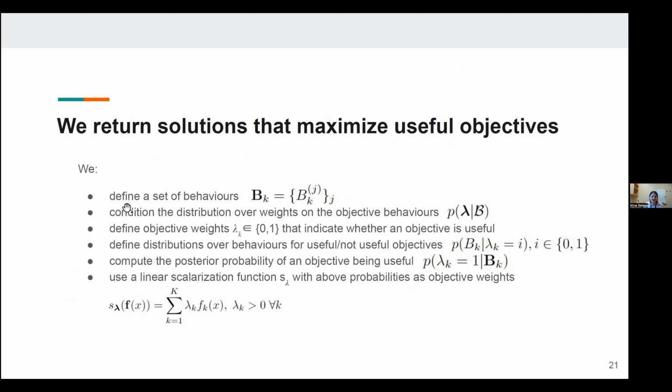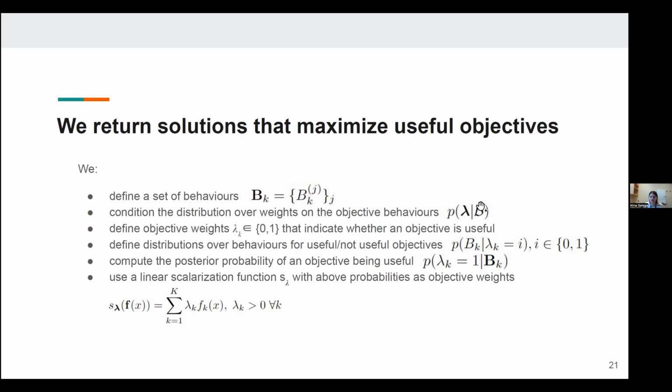We first define a set of behaviors, and I showed you the examples just before. I denote them as this bold B, and the subscript K corresponds to the objective K. Then we condition the distribution over scalarization weights on the objective behaviors, right? Because we want to focus on the region of the Pareto front conditioned on the behaviors that we've computed from these posteriors of our objectives.